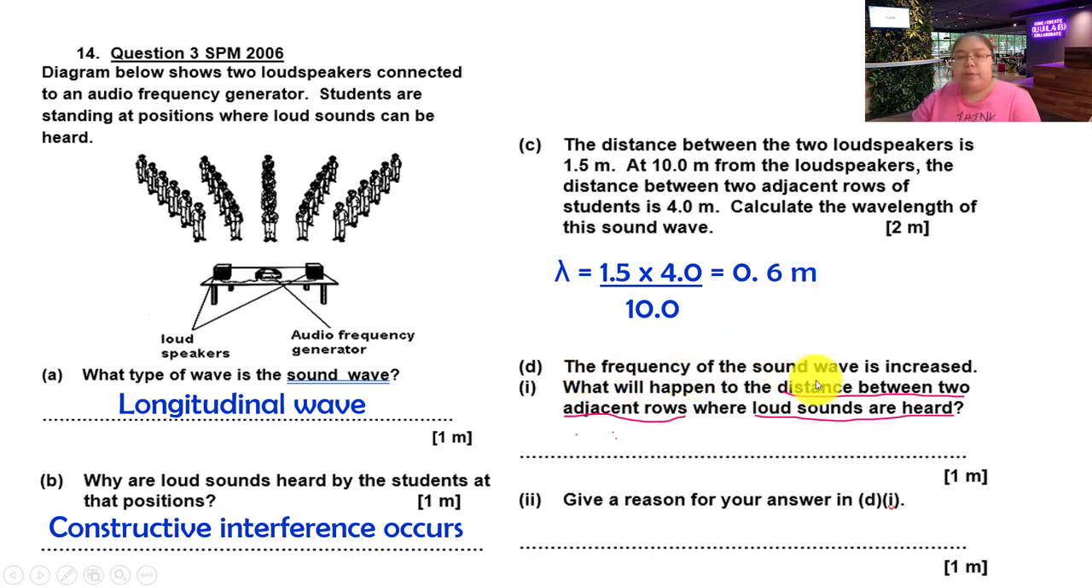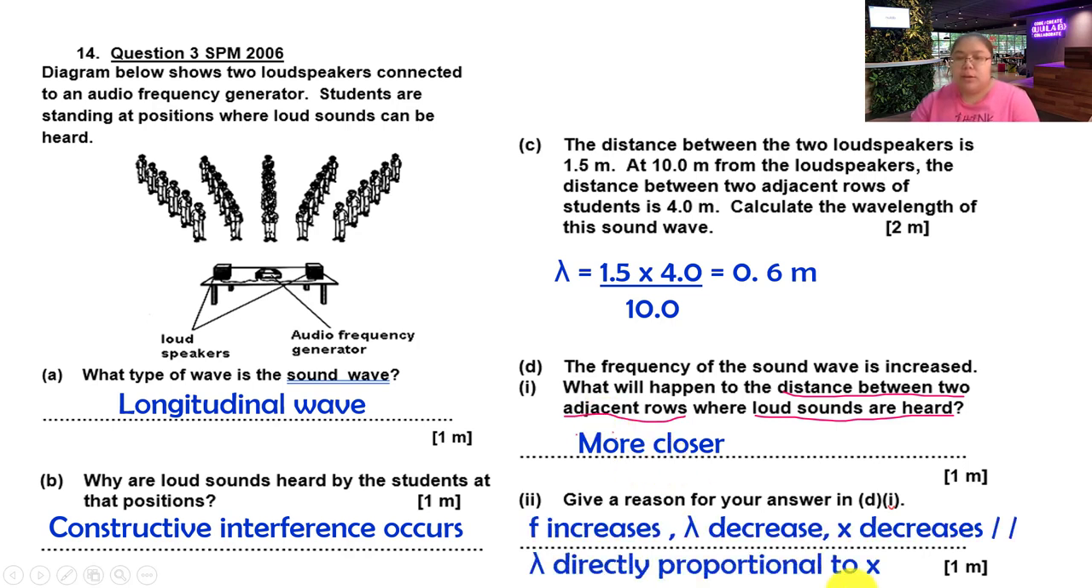D, the frequency of the sound wave is increased. What will happen to the distance between the adjacent rows? That's an X. So again, frequency high, lambda low, then the X also decreases. They ask about distance between adjacent rows, so the X decreases, or you can say they become closer. Give the reason again: frequency increases, lambda decreases. Or you just write lambda and X are directly proportional.